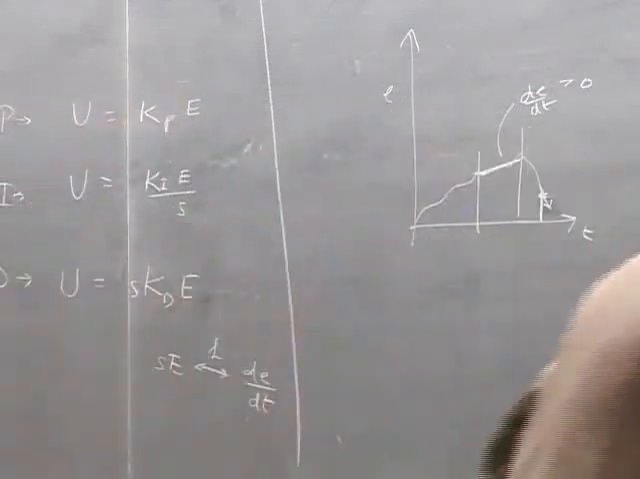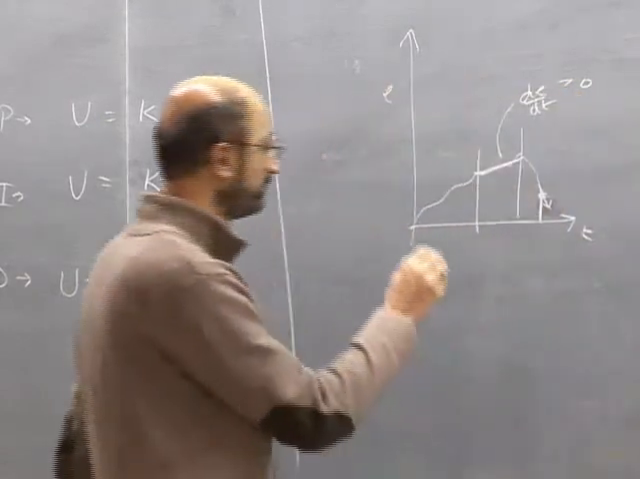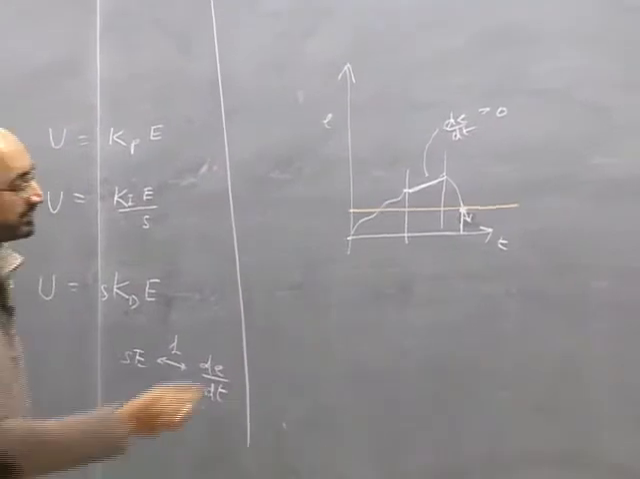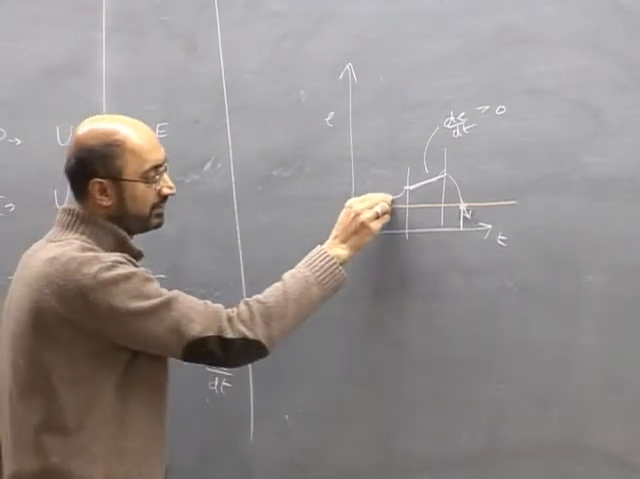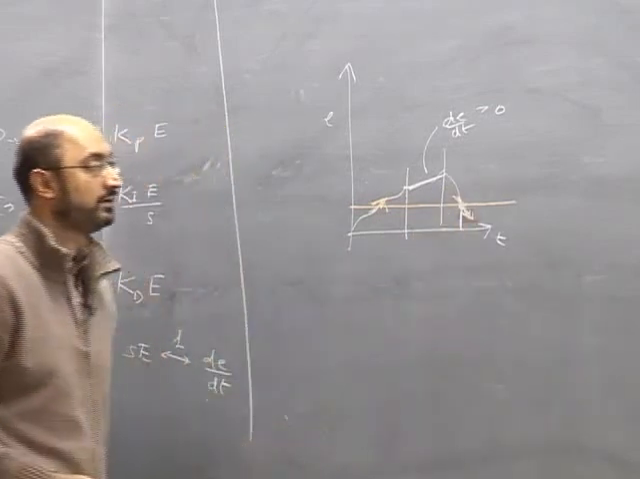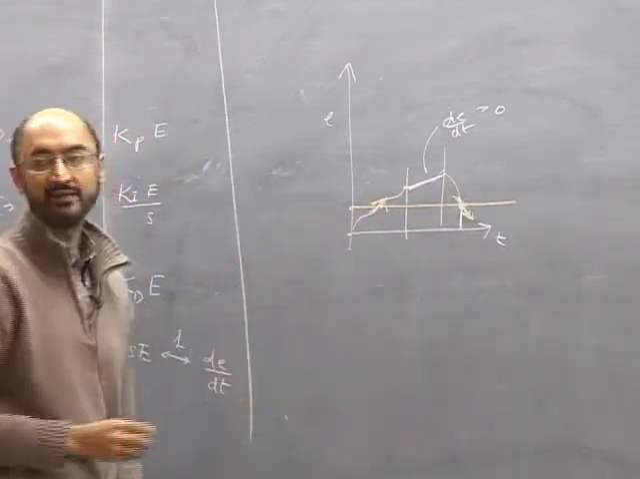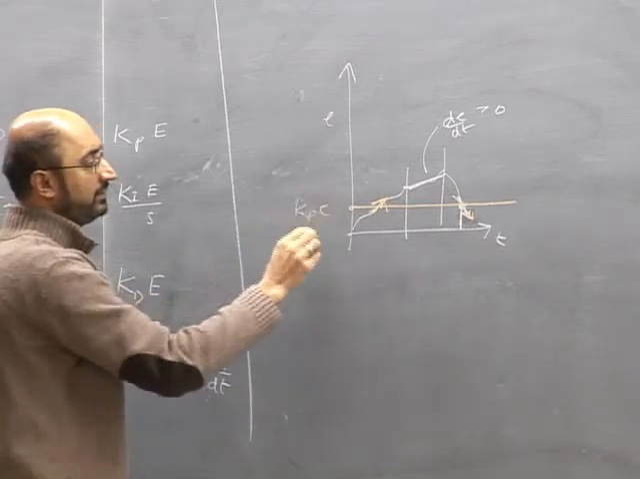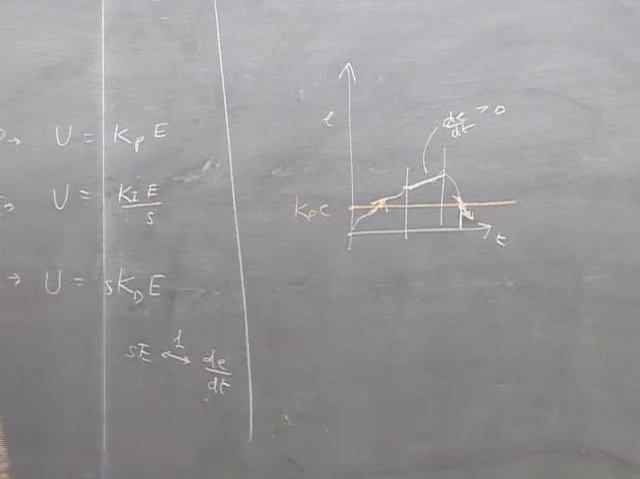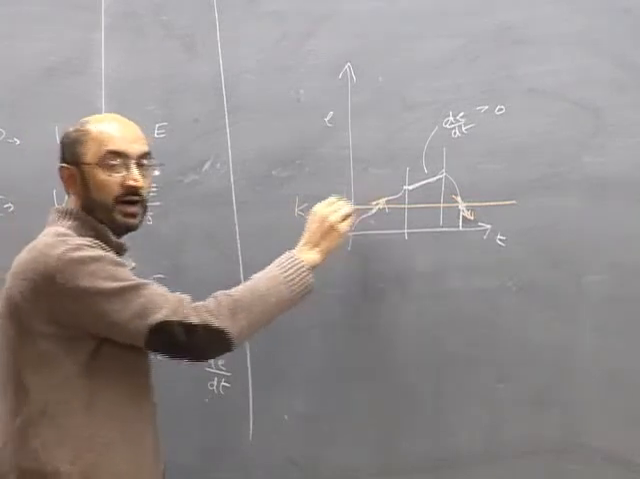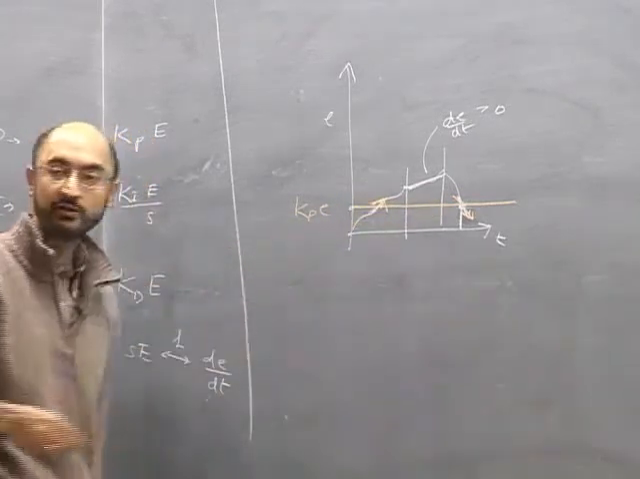Or more intuitively, maybe I should draw it like this. Suppose I were to draw this line over here, and now consider this path over here versus this path over there. The magnitude of the error is the same. So if you're doing proportional mode control, my KP times E is going to be the same in both cases, because the magnitude of the error is the same. However, in this case my error is going up, and in this case my error is going down.